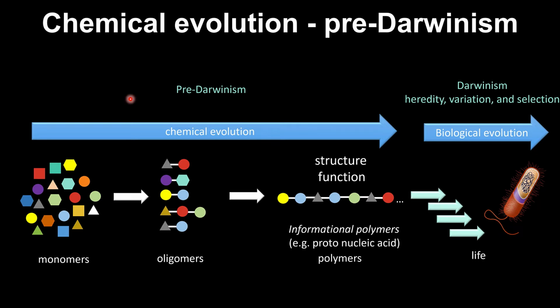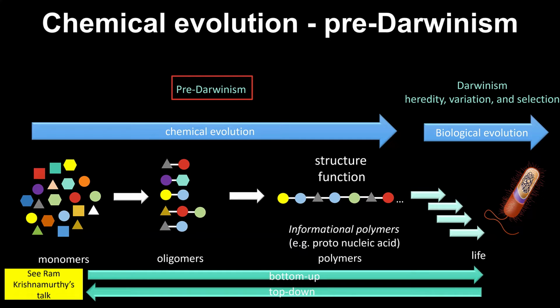We have a pretty good idea of the starting point in terms of the molecular inventory. We know it from meteorites and from model prebiotic reactions. But what happened in between? This is the question. Generally speaking, we can look at pre-Darwinism from a bottom-up approach, where we look at the starting inventory and build up complexity from there, or from a top-down approach, where we look at what is in extant biochemistry and get close to what happened before, as Ram Krishnamurthy mentioned in his talk.